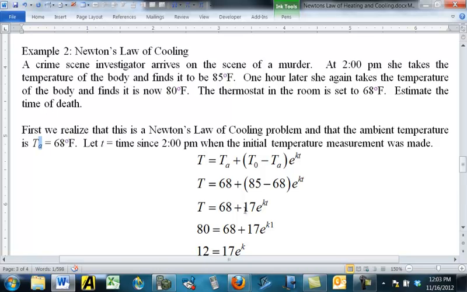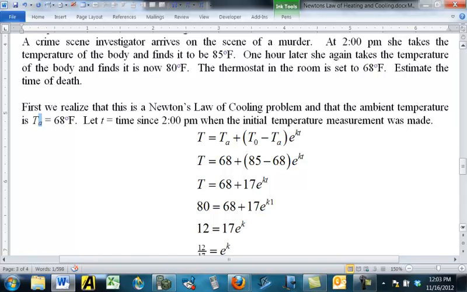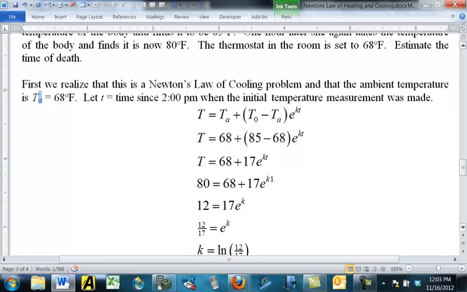We don't know k yet. So that's why she had to take the second measurement. So the second measurement said it's now 80 degrees Fahrenheit 1 hour later. So we're measuring time in hours. t is 1. The temperature is 80. We plug that in. Subtract 68 from both sides. We get 12 equals 17 e to the kt. 12/17 is e to the kt, or e to the k, because t was 1.